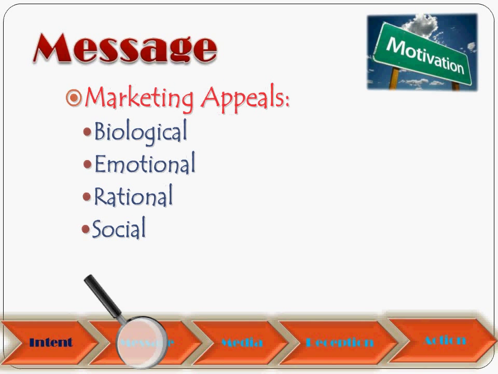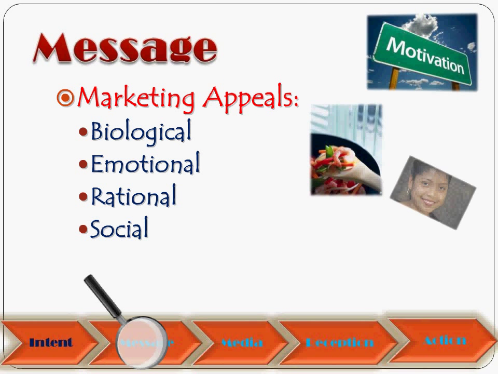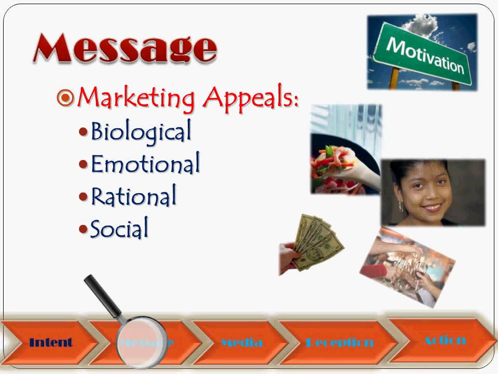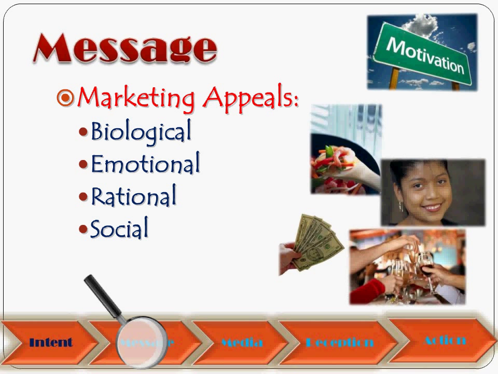So the 4 different appeals that you can use in your marketing message are biological, emotional, rational, and social. Now, some of these might seem familiar to you. We've looked at these through Maslow's hierarchy of needs, Thorndike's law of effect, and Alderfer's ERG theory. All of these appeals are really just motivations. So how are you going to connect with a consumer's motivation? This is how you connect with their appeals.